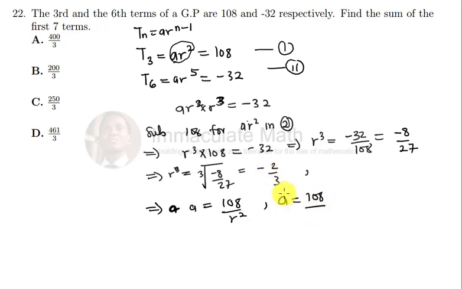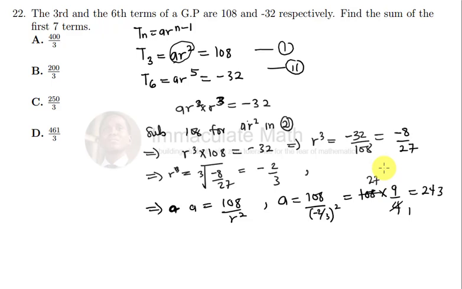That means if I square this, I'm going to have minus 2 over 3 all squared, which is the same as 108 multiplied by 3 squared all divided by minus 2 squared, which is 9 over 4. So I'm going to have 243. If you divide, 4 into 108 is 27. Then 27 times 9 will give me 243.